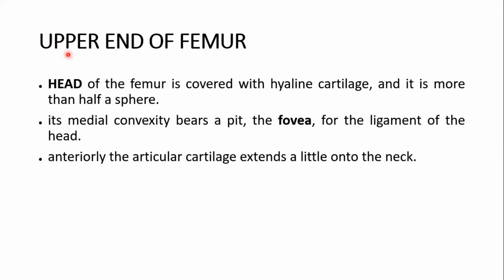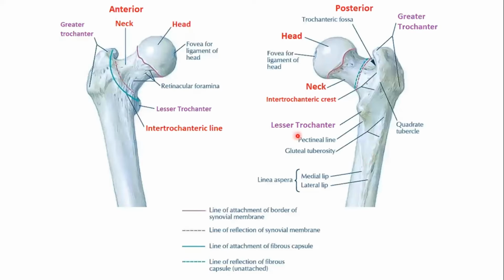So talking in detail about the upper end of the femur, the head of the femur is covered with hyaline cartilage, and it is more than half a sphere. Its medial convexity bears the fovea for the ligament of the head, as I've already told you. Anteriorly, the articular cartilage extends a little onto the neck. You could see this is the head covered with the hyaline cartilage, and there is a fovea for the ligament of the head. And you could see also these lines as well.